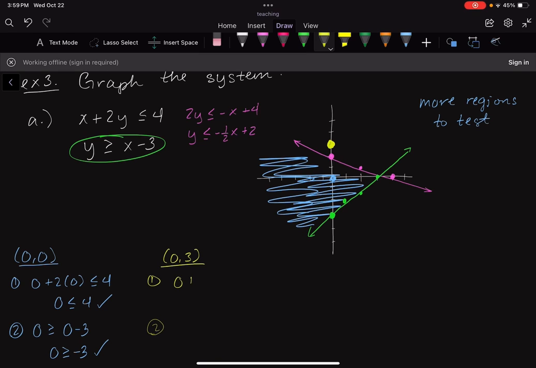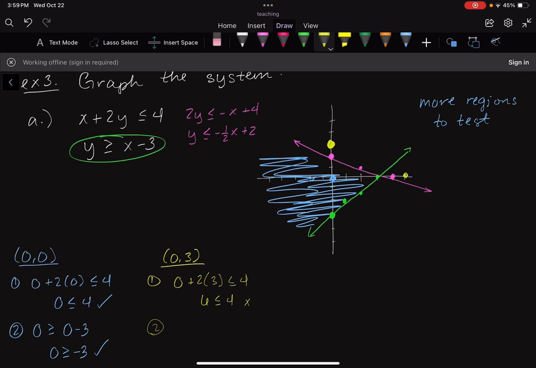So I get 0 plus 2 times 3 is less than or equal to 4. I get 6 less than or equal to 4. That is not true. So that means that region is already out. I don't even have to test it in the second line.